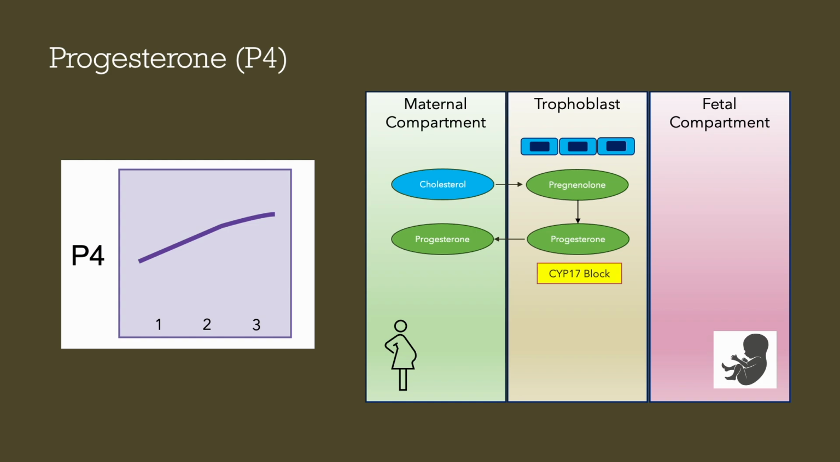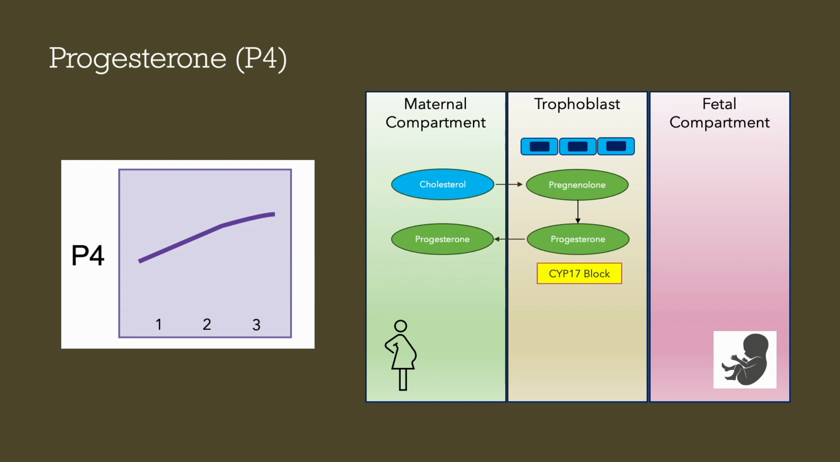So looking a little more closely at progesterone, you can see in the diagram on the left side that progesterone levels really do continuously climb from the first, second, and third trimester of pregnancy. There's no real fall off here in terms of serum progesterone. And then the production of progesterone in pregnancy, like I said, really isn't regulated by any factors.